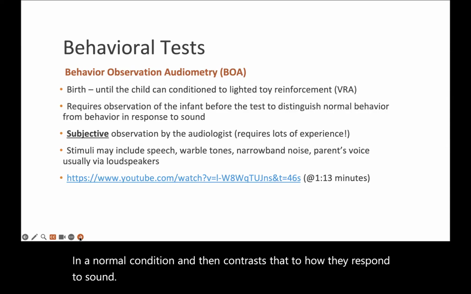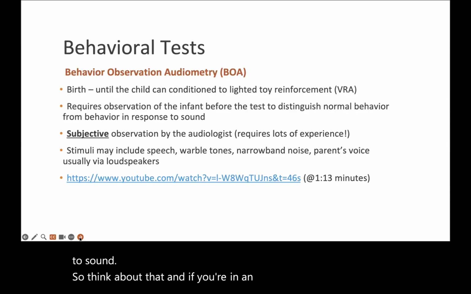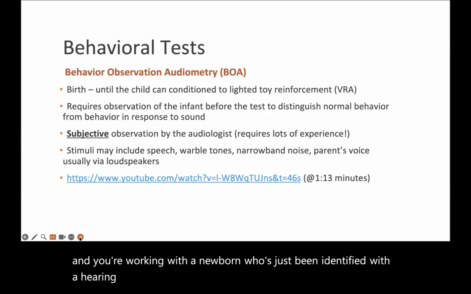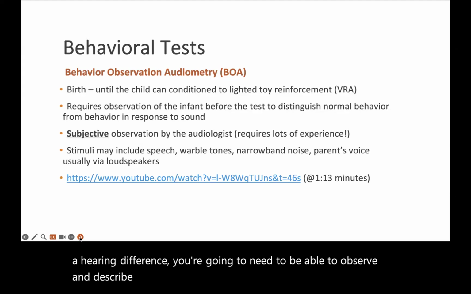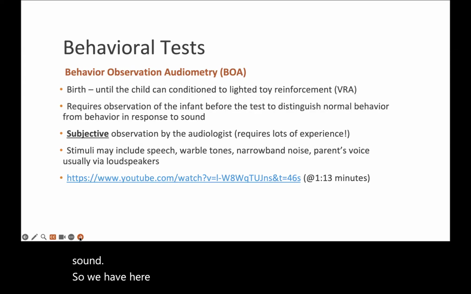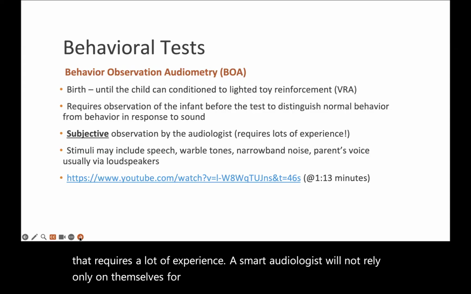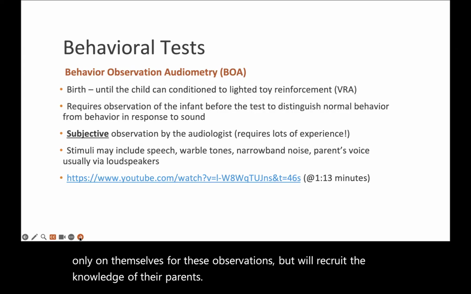So think about that. If you're in an early intervention setting and you're working with a newborn who's just been identified with a hearing difference, you're going to need to be able to observe and describe normal behavior and the behavior in response to a sound. So we have here that it's a subjective observation by the audiologist that requires a lot of experience. A smart audiologist will not rely only on themselves for these observations, but will recruit the knowledge of the parents, the families, the caregivers, as well as the early intervention team.